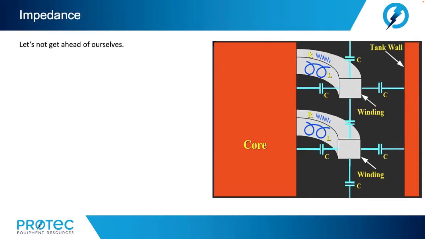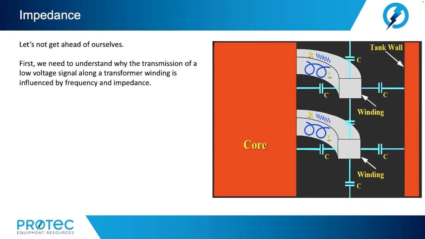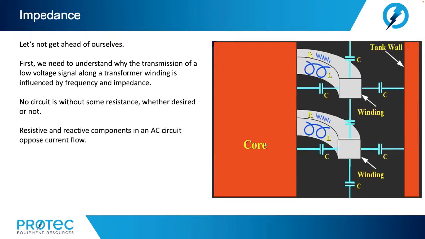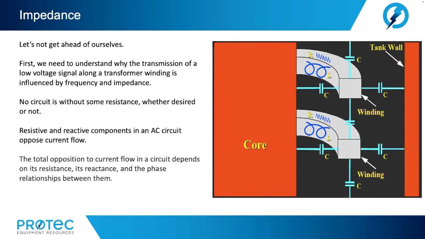But let's not get ahead of ourselves. First, we need to understand why the transmission of a low voltage signal along a transformer's winding is influenced by frequency and impedance. No circuit is without resistance, whether desired or not. Resistive and reactive components in an AC circuit oppose current flow. The total opposition to current flow in a circuit depends on its resistance, its reactance, and the phase relationship between them.